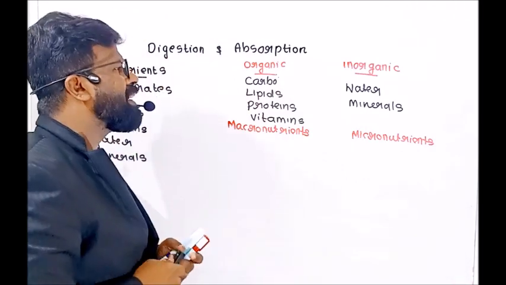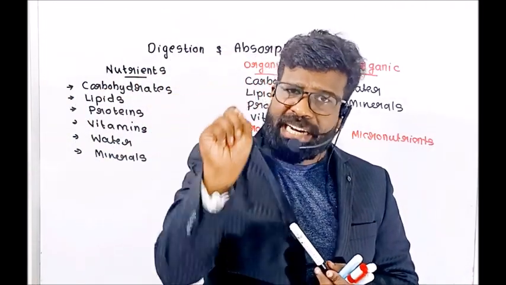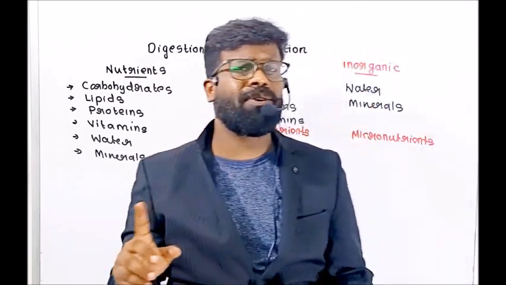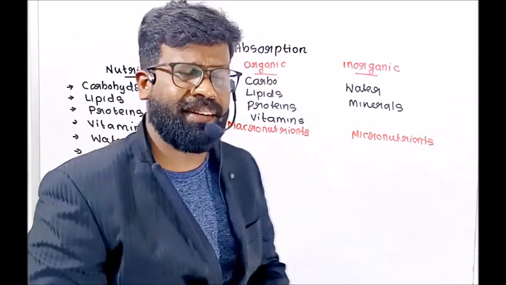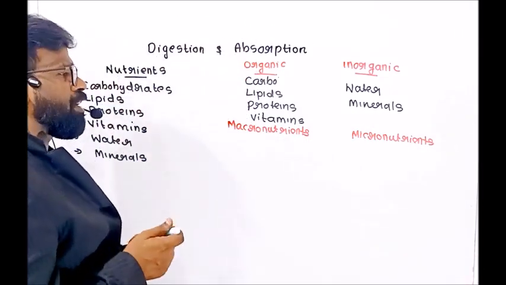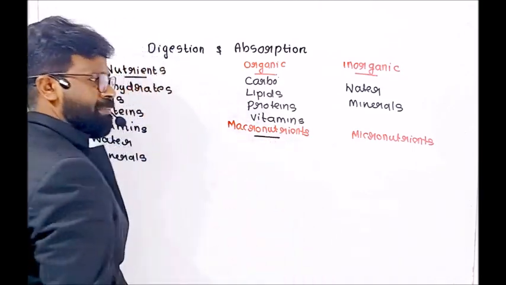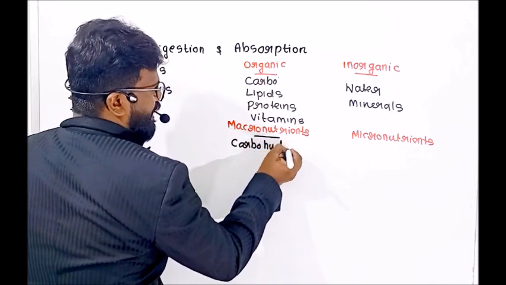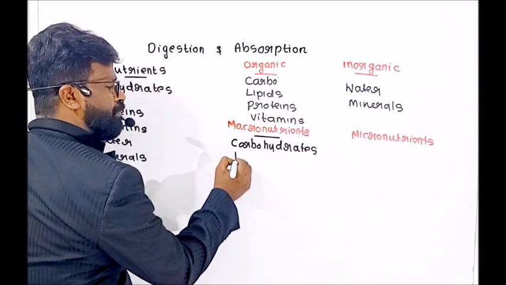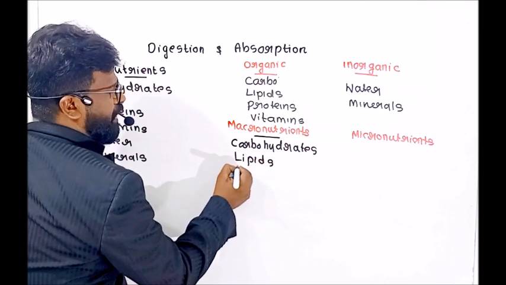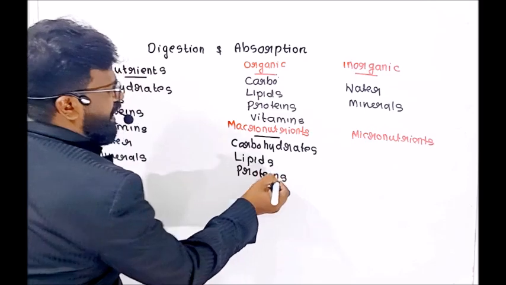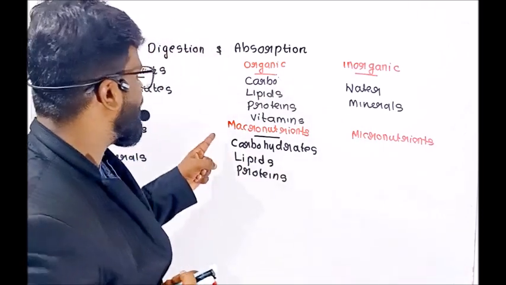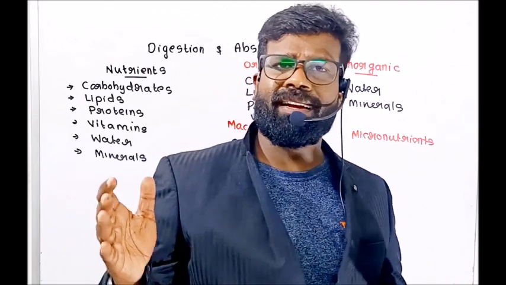Macronutrients are the nutrients which are needed for energy production. Those nutrients which are needed for energy production are called macronutrients. These macronutrients are carbohydrates, lipids and proteins. They are needed for energy production.